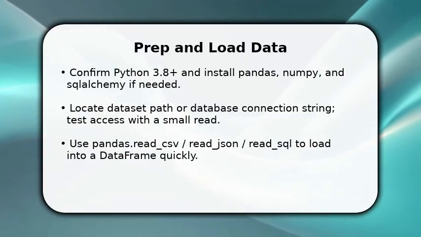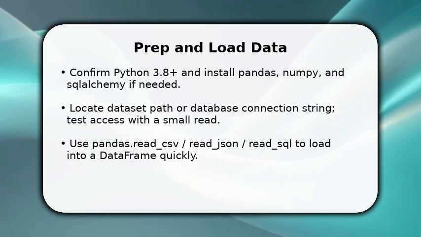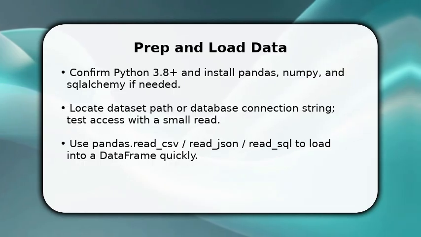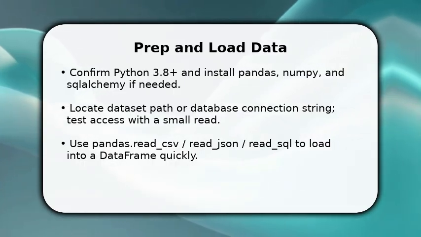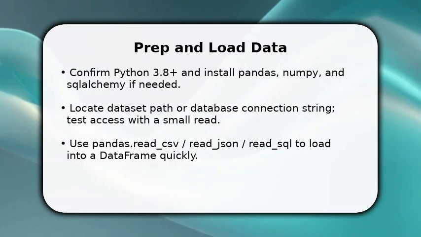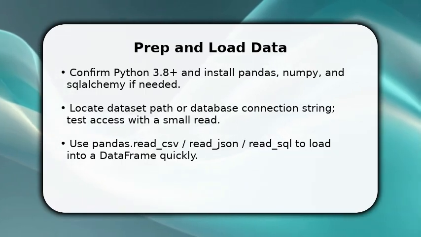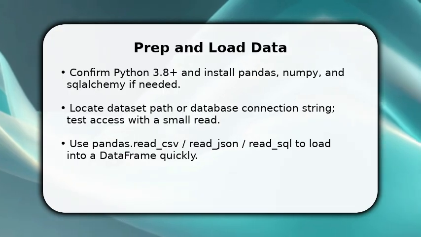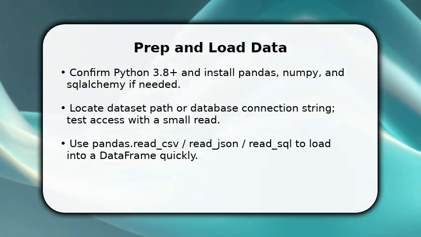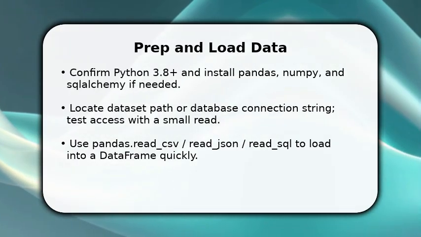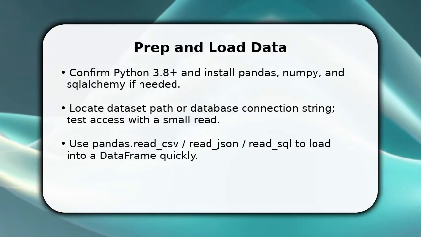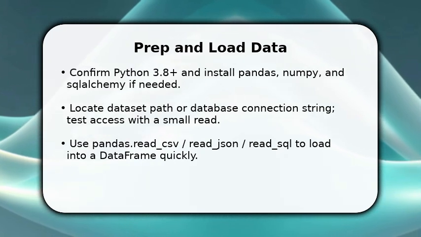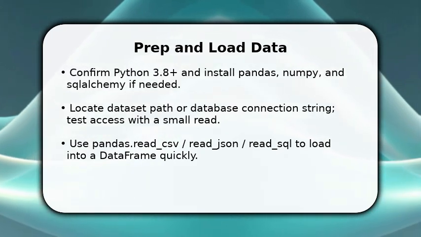You start by ensuring the environment is ready: Python 3.8 or newer and core libraries like Pandas and NumPy. Once done, verify you can access the file or database. Try reading a few lines to confirm permissions and encoding. Then load the dataset into a data frame with Pandas: read_csv, read_json, or read_sql depending on source. This gives you immediate access to rows and columns for inspection, and it avoids trial and error later when you begin cleaning and transforming data.